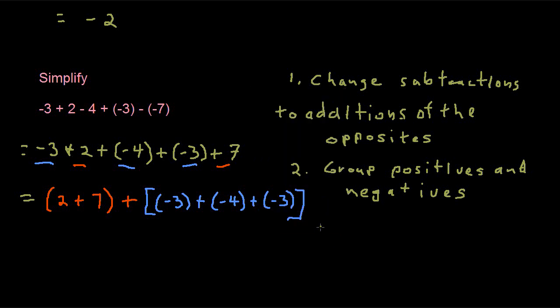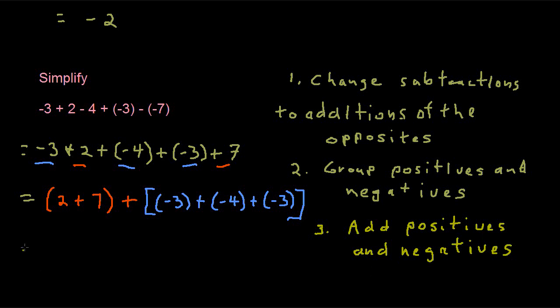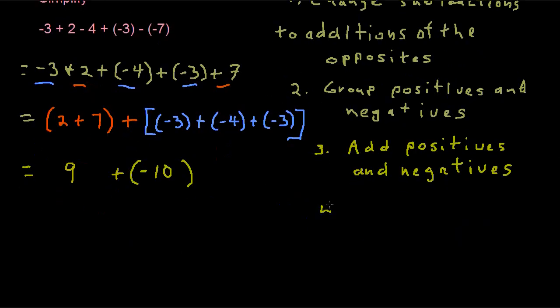I'm going to change colors. The third step is to add the positives and the negatives. Now that we've grouped them, we would like to add them in their groups. So 2 plus 7, that's 9. Adding the absolute value of the negatives, we get 7 plus 3 is 10. And we use their common sign, which is negative.